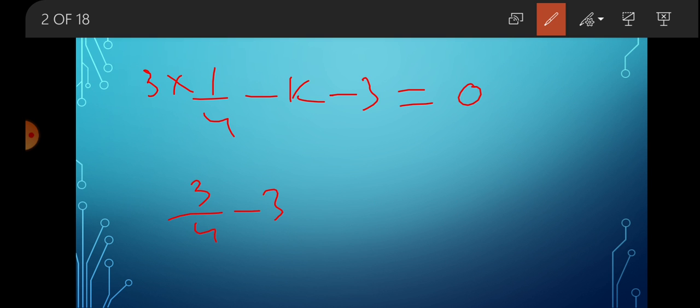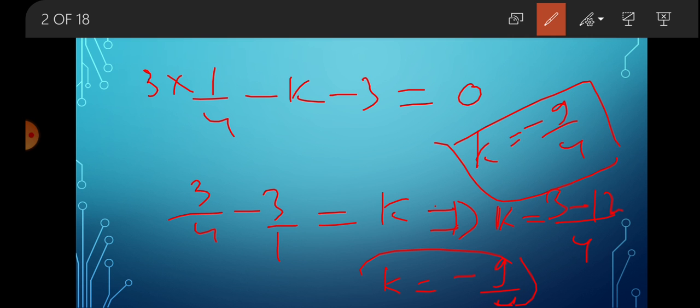So 3 by 4 minus 3 upon 1 is equal to k. So now k is equal to, we will take 4 as LCM. So 3 minus 12 it will become, so k is equal to minus 9 upon 4. Okay, so this is your required value for k. I am writing it here, k is equal to minus 9 by 4. This is your solution.